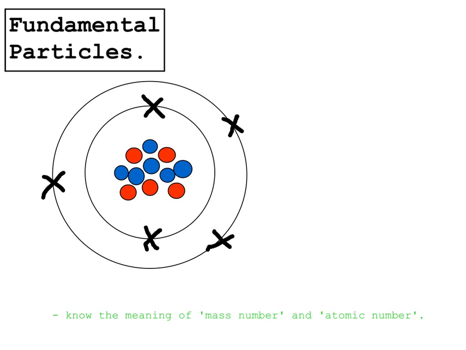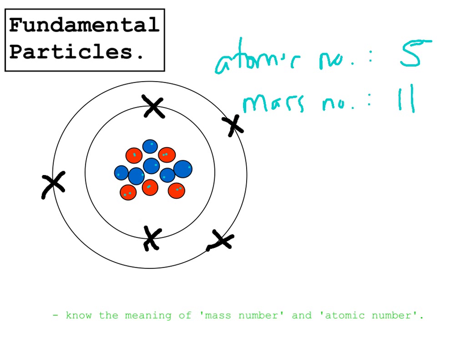You may be asked to work out the mass number and the atomic number of a given atom. And to do that is quite straightforward, as long as you know what atomic number and mass number mean. So atomic number is the number of protons in the nucleus. The mass number of an atom is the total number of protons and neutrons in a nucleus. So for this atom here, the number of protons is 1, 2, 3, 4, 5. So the atomic number is 5. The mass number is the total number of protons and neutrons. So you've got 1, 2, 3, 4, 5, 6, 7, 8, 9, 10, 11. So the mass number is 11.